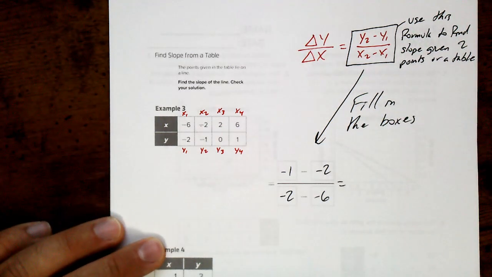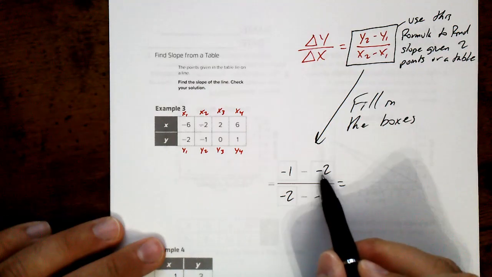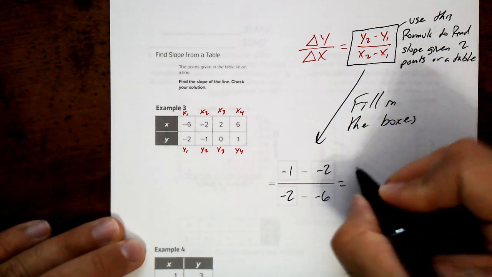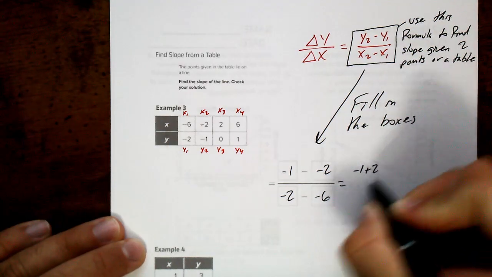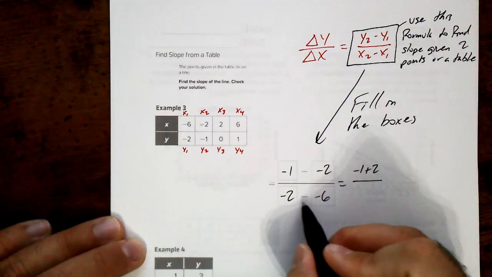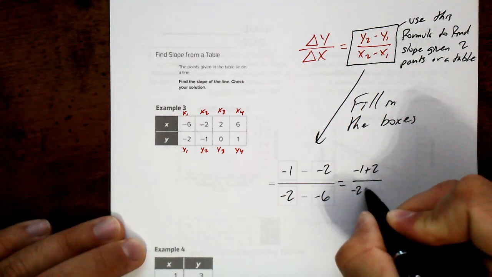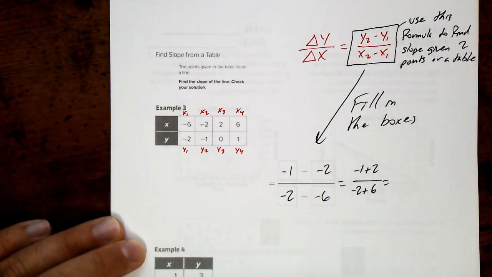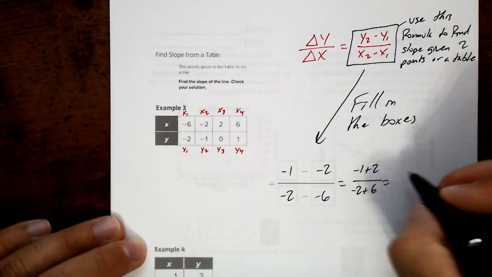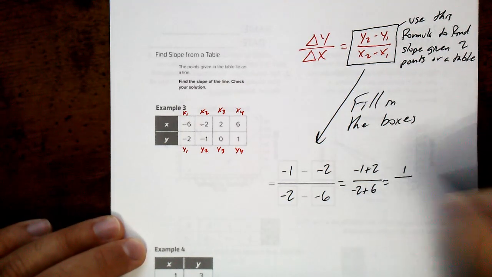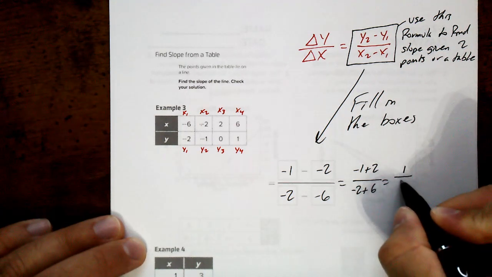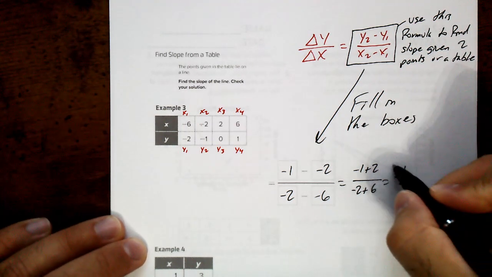So now we got to do the math. Subtracting a negative is the same as adding. So we have -1 plus 2 over subtracting a negative, same as adding again. So -2 plus 6. So plug it in. -1 plus 2 is 1. -2 plus 6 is 4. You have your answer.